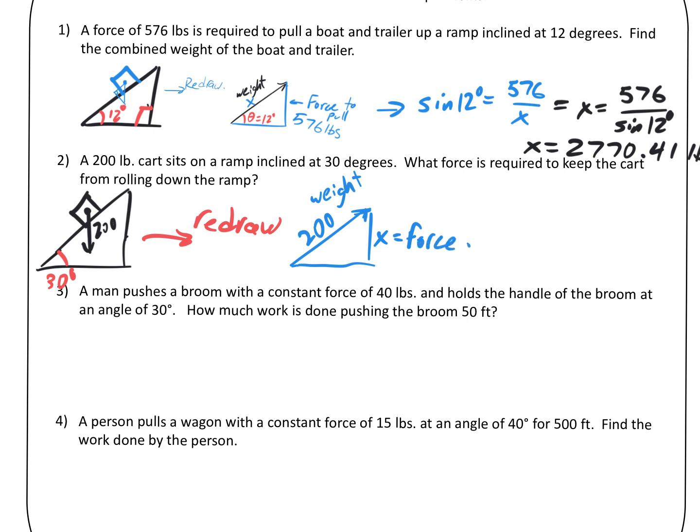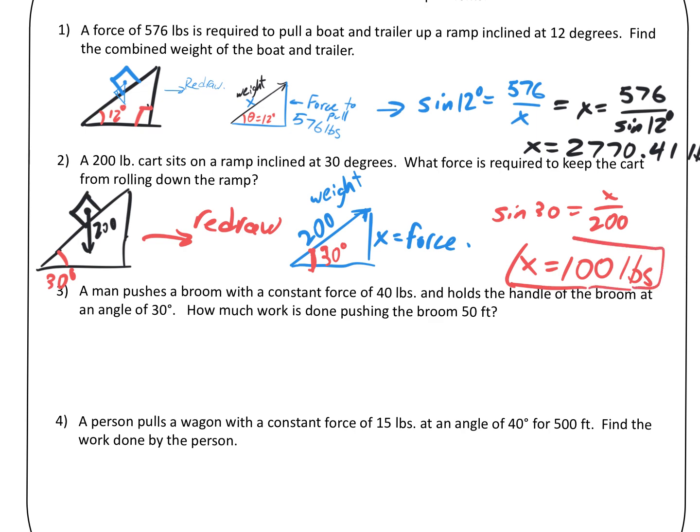Let's set it up and solve it. Remember, this angle right here is again that same 30 degrees. These two triangles are similar. They're different sizes, but the same shape. So we have sine 30 equals x over 200. If you solve this, you should get x equals 100 pounds.